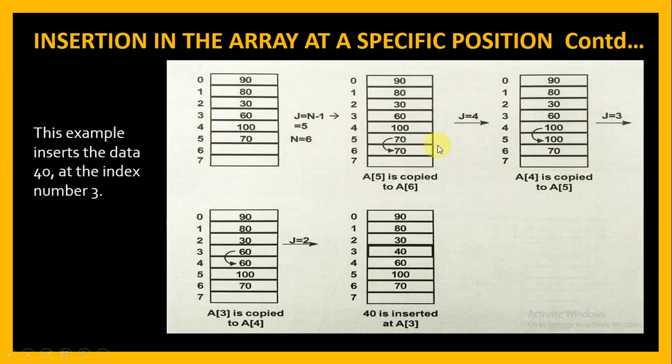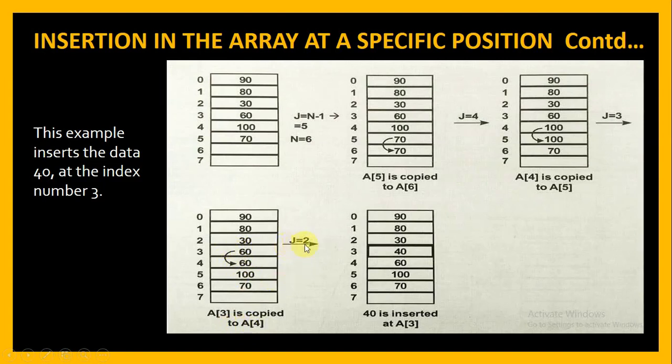Now we are saying j minus minus. So when we say j minus minus, the value of j will become 4. And again we are saying a[j+1] is equal to a[j]. So a[4] is copied to a[5]. You can see the content of a[4] copied to a[5]. Now again we say j minus minus, so j is equal to 3. So again a[3] is copied to a[4]. You can see here a[3] is copied to a[4].